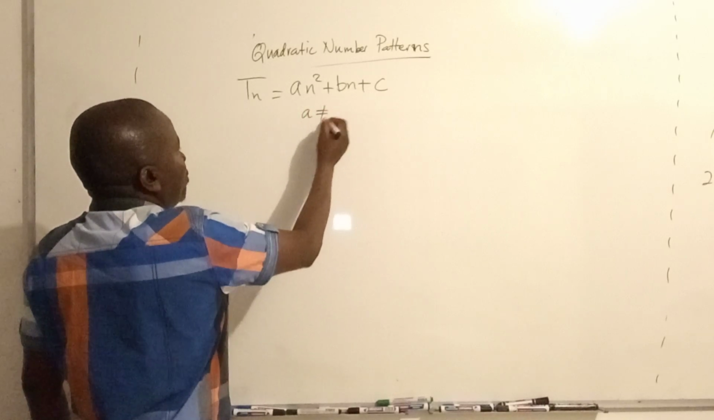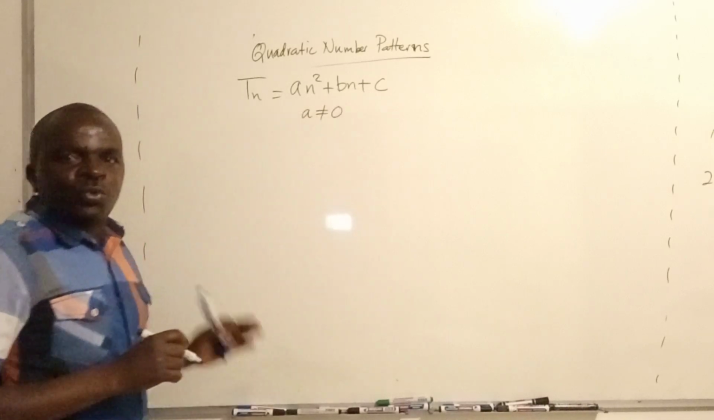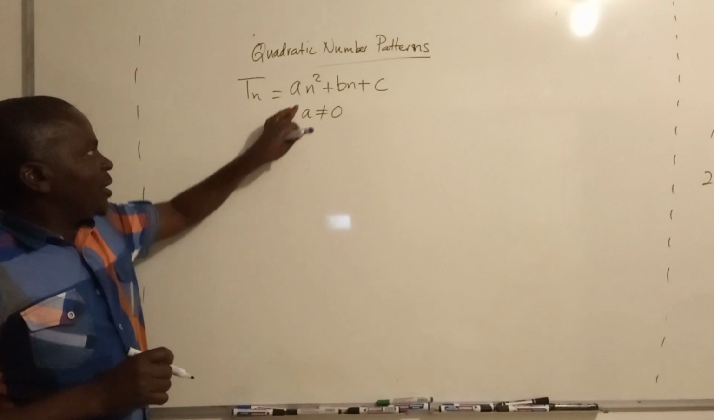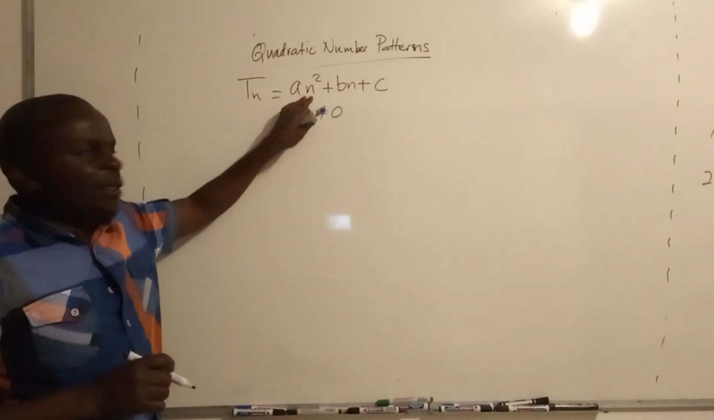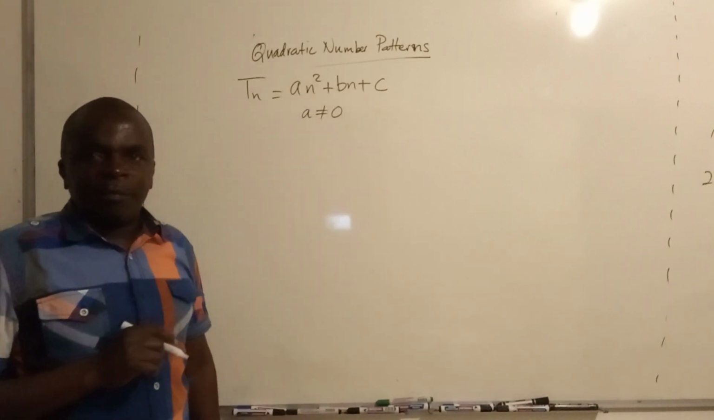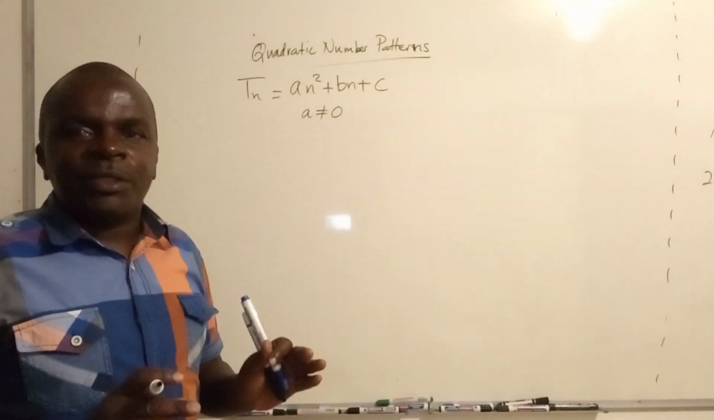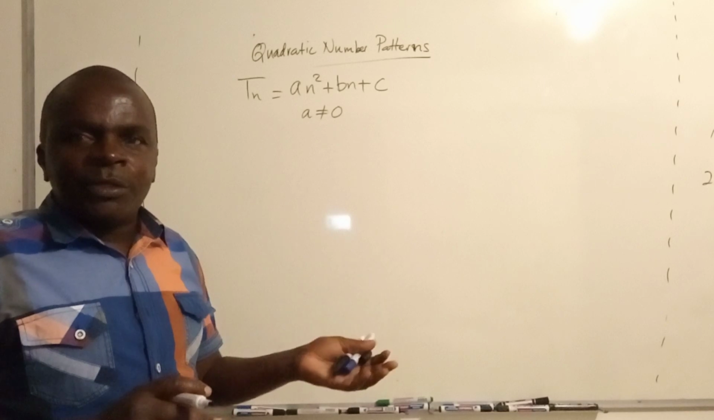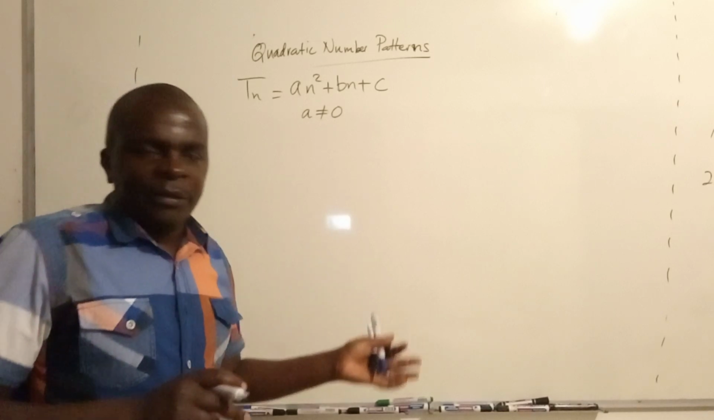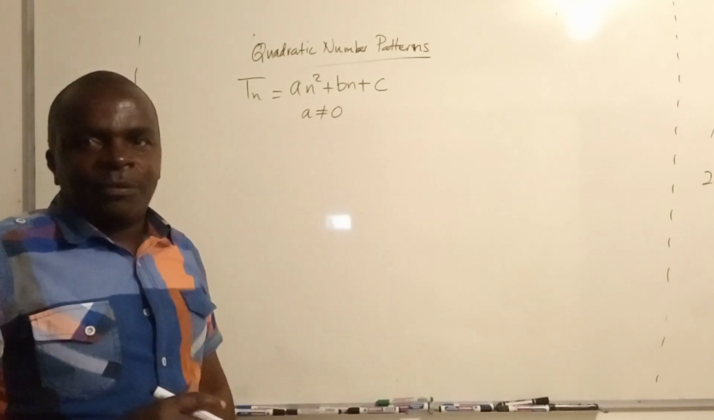But I think this is very important. Your a cannot be equal to 0, because once it is equal to 0, this term is not there anymore. Therefore, it becomes a linear number pattern. So for it to be quadratic, your a cannot be equal to 0. It can be negative, positive, a whole number, a fraction, but not equal to 0.